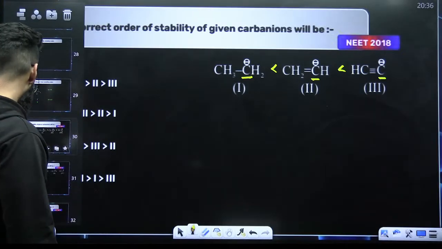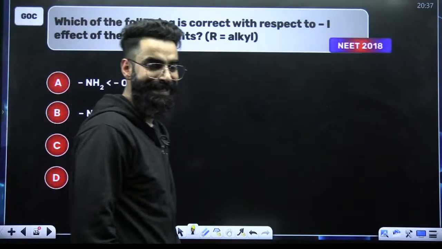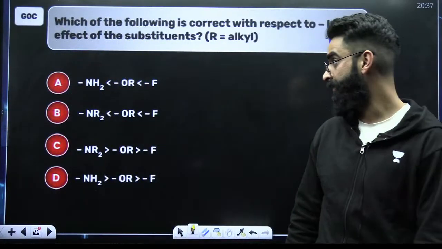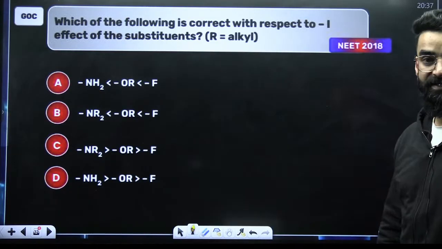Perfectly done. Let's move on to one more. NEET 2018 question. Which of the following is correct with respect to minus I? Which one shows more minus I?